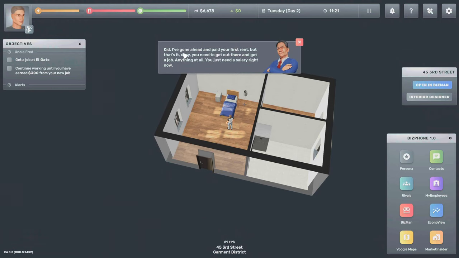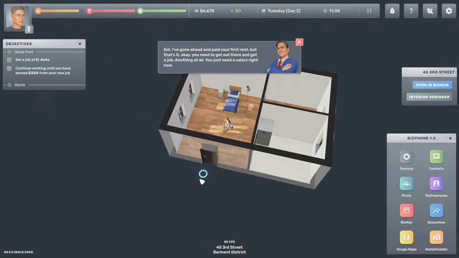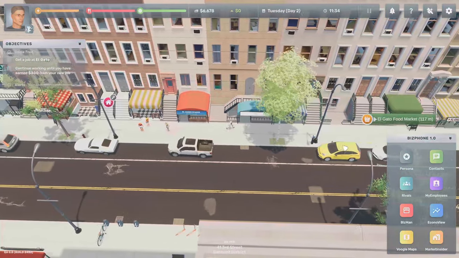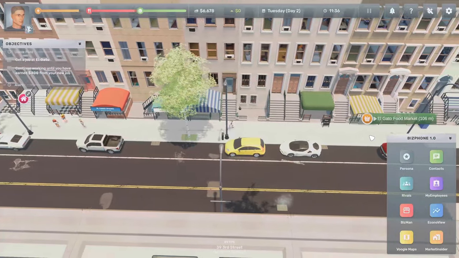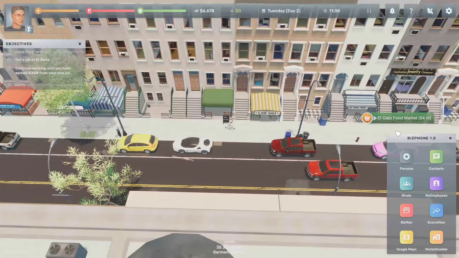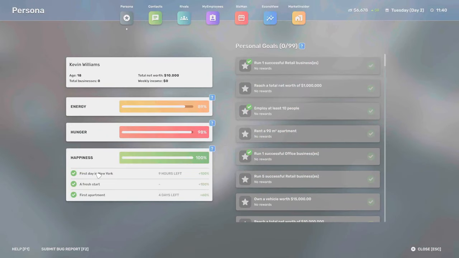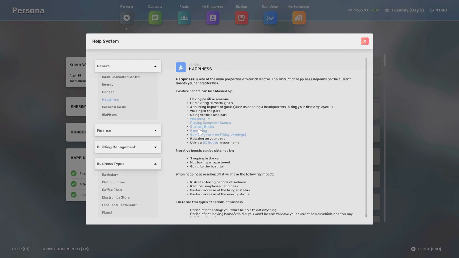Hey, kid. I've gone ahead and paid your first rent, but that's it, okay? You need to get out there and get a job. Anything at all. You just need a salary right now. Yes, I do. Continue working until you've earned 300 from your new job. Alright? As well as... Here you can see your happiness. These things improve your happiness.